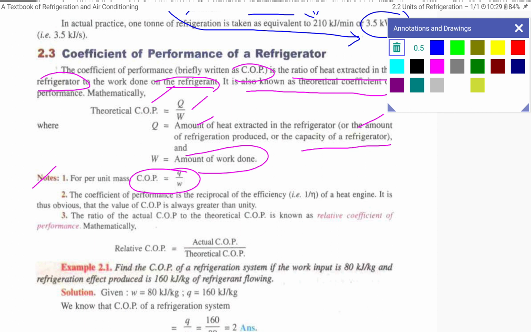And then number 2, the coefficient of performance is the reciprocal of that of the heat engine. That's obvious. The coefficient of performance is always greater than unity, so it's greater than 1. COP cannot be smaller than 1. It must be greater than 1. And here's another note, number 3. The ratio of the actual COP to the theoretical COP is known as the relative coefficient of performance, and that is actually equal to actual over theoretical COP.